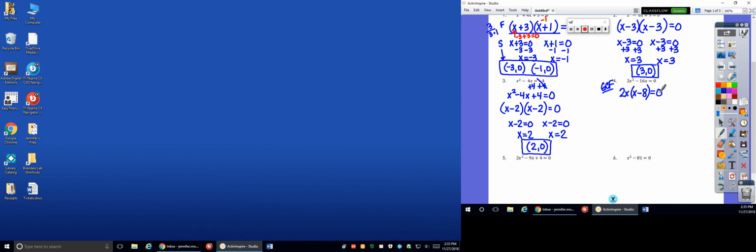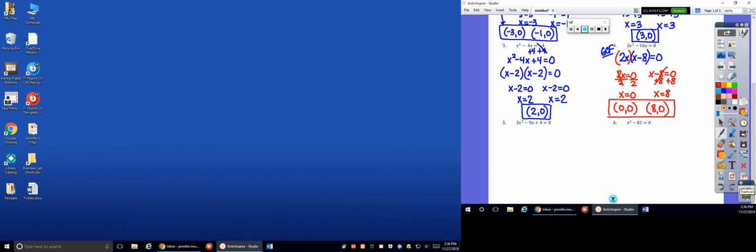Okay? Now, this one right here, the 2x, is just like it has parentheses. So you're going to do exactly what you did with all the problems before it. You're going to take 2x and set it equal to 0, and you're going to take x minus 8 and set it equal to 0. So if I divide by 2 here, I'm going to get that x is equal to 0. And if I add 8 here, I'm going to get that x is equal to 8. So I have two answers. One solution is at 0, 0, and one solution is at 8, 0. And again, remember, these are called x-intercepts. Solutions are the exact same thing as an x-intercept.